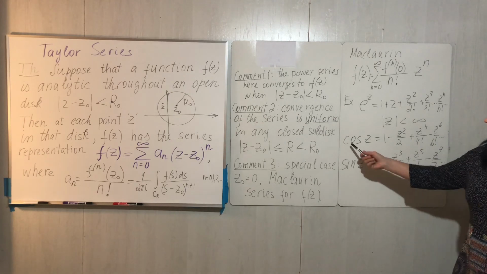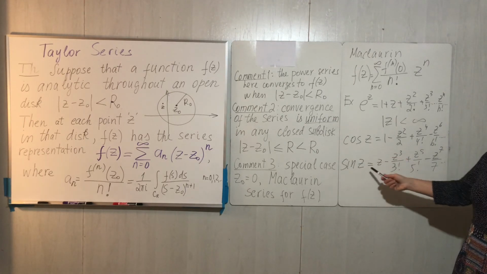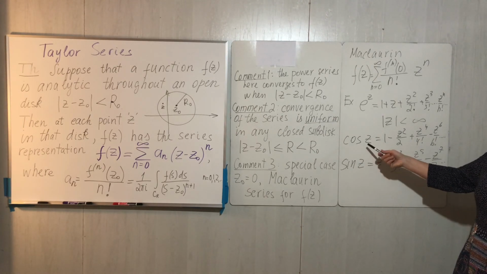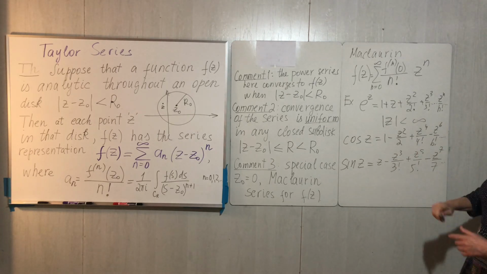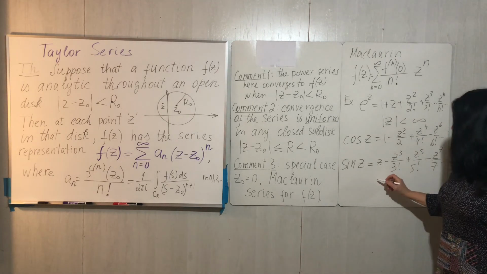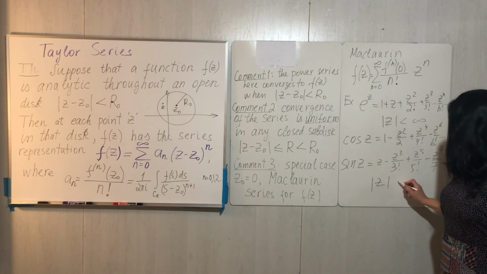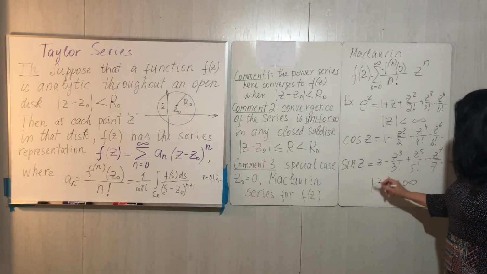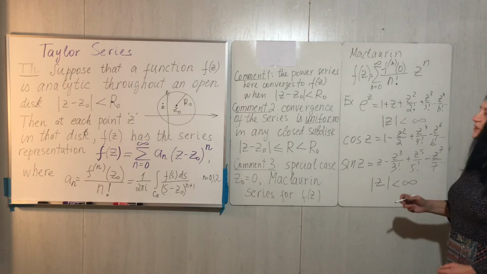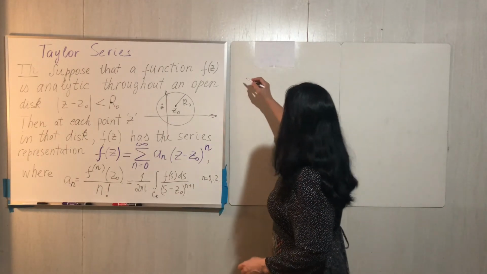And both series for cosine and sine are entire functions, so both series converge for all z, modulus of z less than infinity, converge everywhere. So let's look at another example.